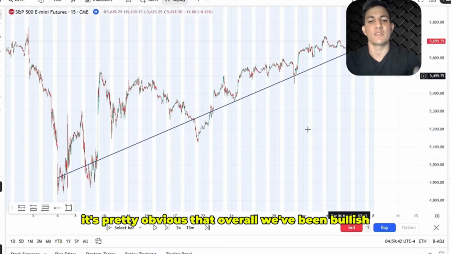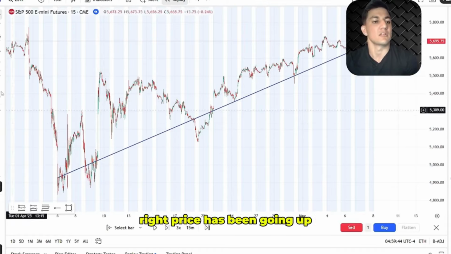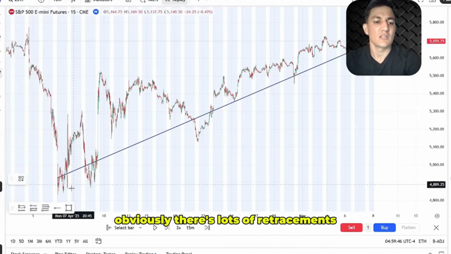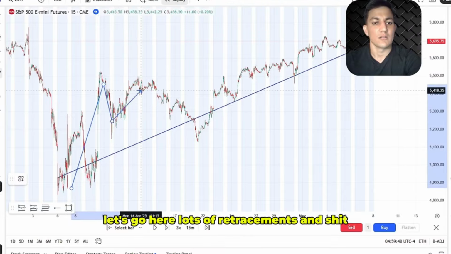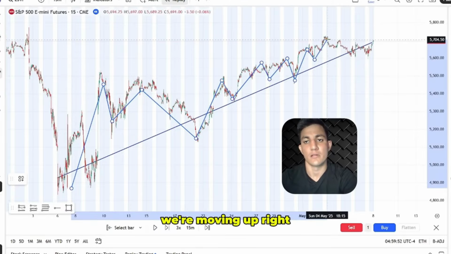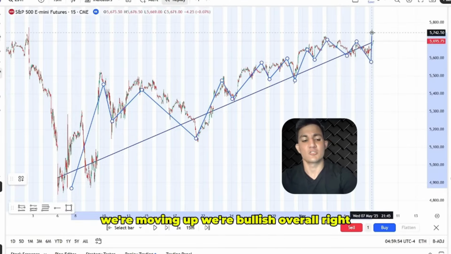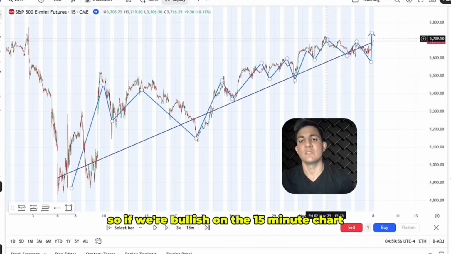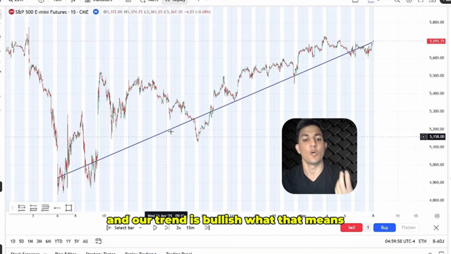It's pretty obvious that overall we've been bullish, right? Price has been going up. Obviously, there's lots of retracements, but price is bullish. We're moving up, right? We're moving up. We're bullish overall, right?